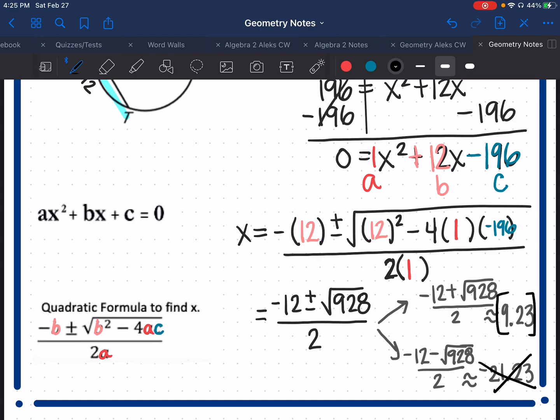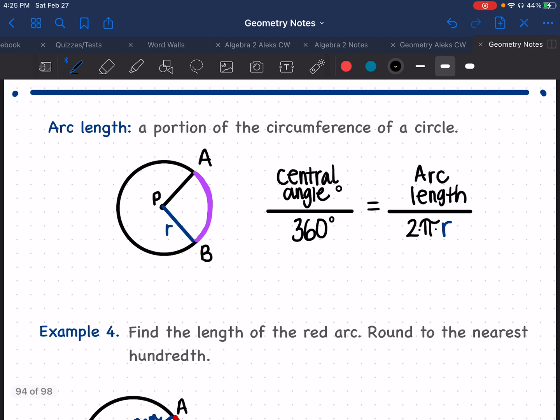Okay. All right, we have one last thing to talk about today, and that is arc length. Arc length is a portion of the circumference of my circle. So we've talked about how to find the degree of this arc from A to B, but we've never talked about how to find its length. How long is that purple piece of the circle? How long is this piece? To do so, I use this formula.